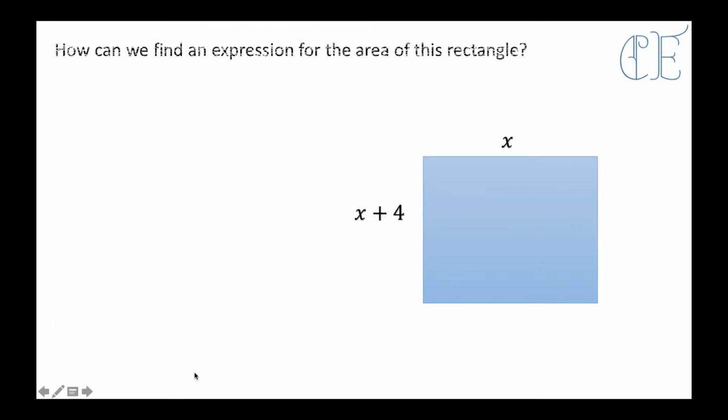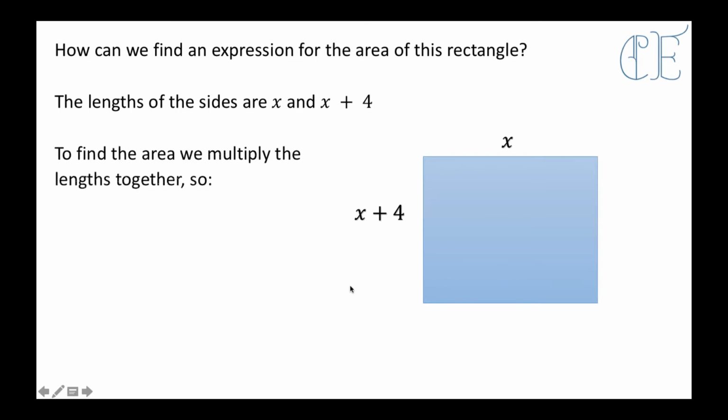Okay. Right then, how can we find an expression for the area of this rectangle? The lengths of the sides are x and x plus 4. To find the area, we multiply the lengths together. So whenever we find the area of a shape, whether there's numbers there or letters, we just do length times width. Okay. So that means we need to do x times x plus 4.